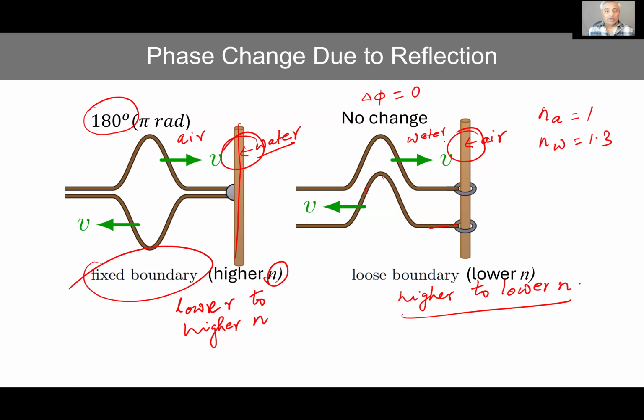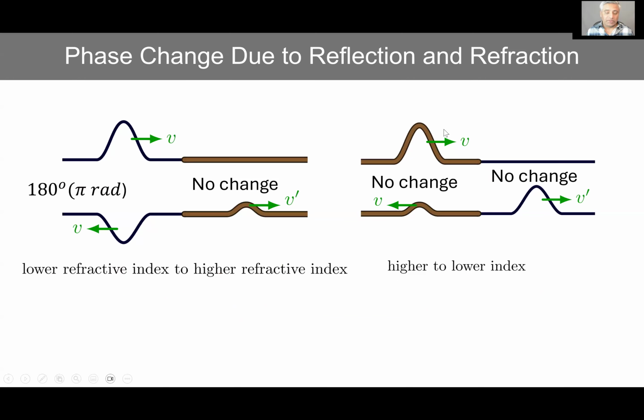So when a wave is refracting, what happens? There is no change. For example, in the string example here, this is a lighter string, which is equivalent to a lower refractive index. And this is heavier, which means a higher refractive index. Okay.